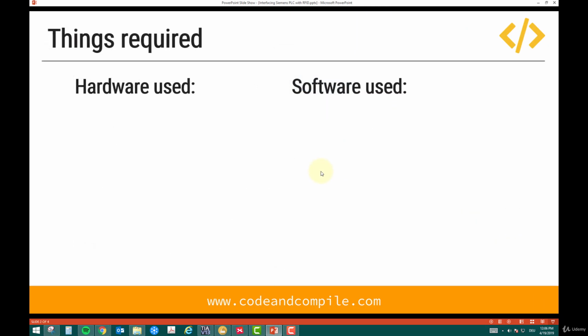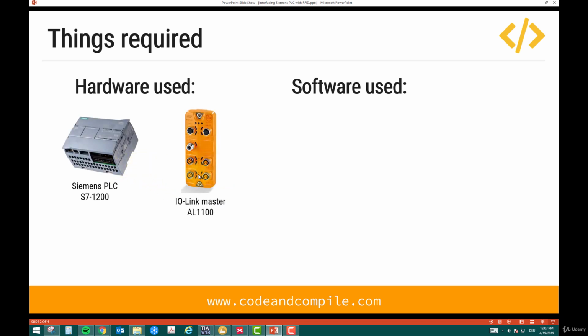So what are the things required to achieve this application? You need a Siemens PLC, and if you have one, it's perfect. Then you need an IO-Link Master AL1100. I'm using an IO-Link Master from IFM because my RFID read-write head supports the IO-Link interface. IO-Link is an interface by which you can read and write information quite conveniently compared to other ways.